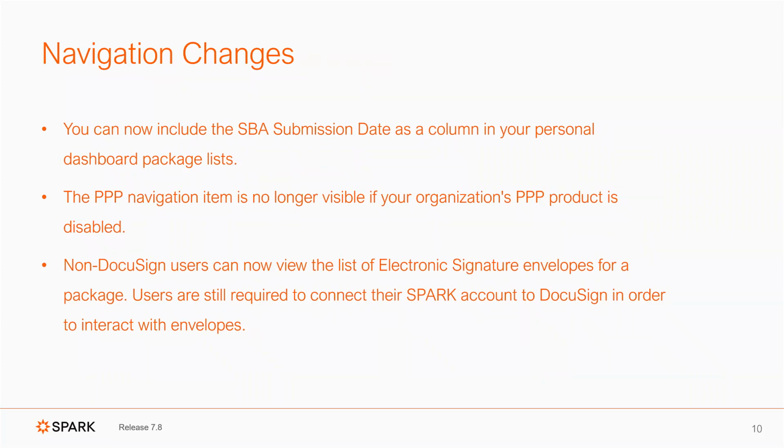All right, and then a few changes to the Spark navigation. You can include SBA submission date as a column in any package dashboard. The PPP navigation item won't be visible if your instance does not have an active PPP product. And non-DocuSign users, that is anyone in Spark who's not signed into a DocuSign account, can now view electronic signature envelopes for a package. So they still won't be able to interact with them, obviously won't be able to send envelopes, but they will be able to see if envelopes have been sent and when.